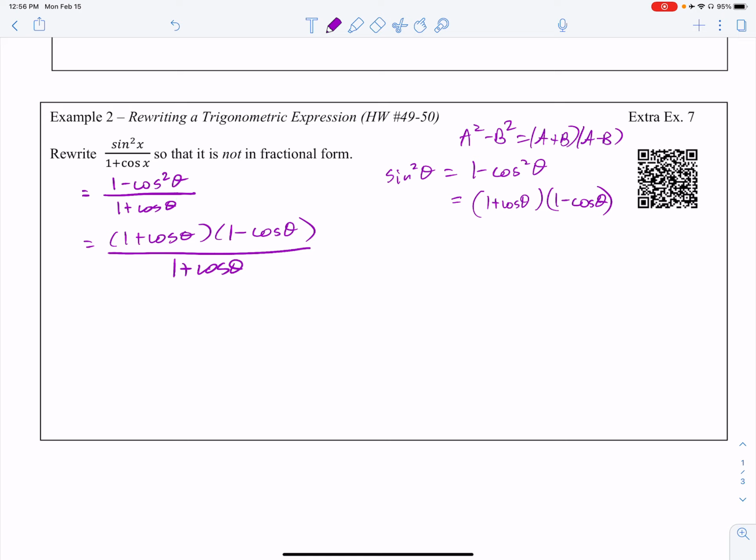Now, one thing I see people doing that you should not do is they say the 1 cancels with the 1 and the cosine cancels with the cosine. No, that's not the correct way to do this. So I'm going to back up. It is that this factor takes out that factor. That's how you should cancel those. And you're left with just 1 minus cosine theta.